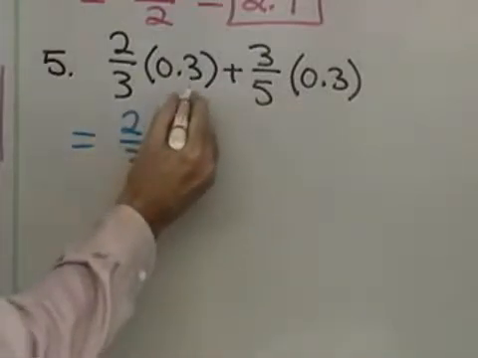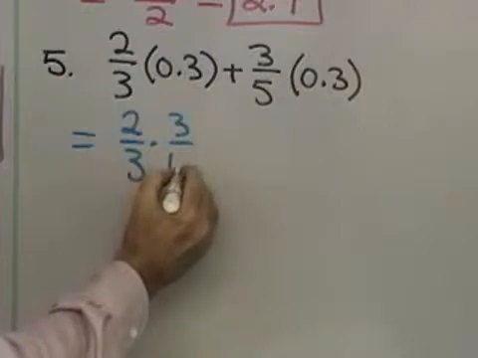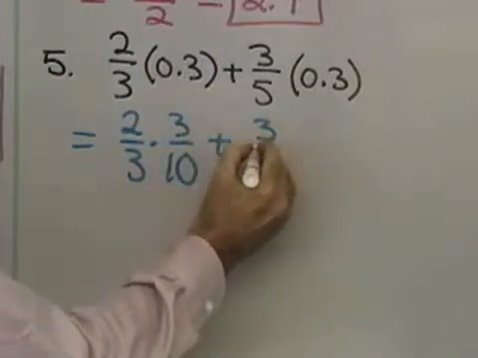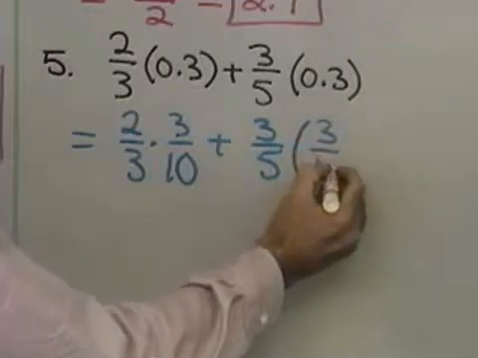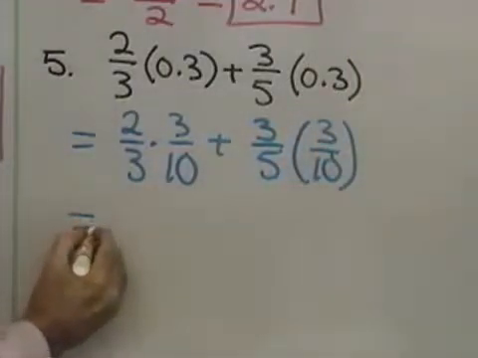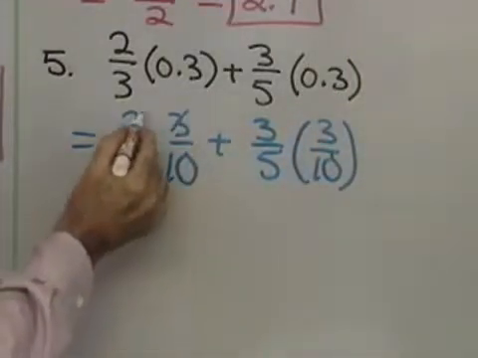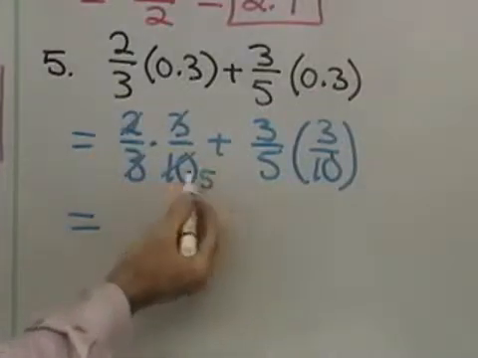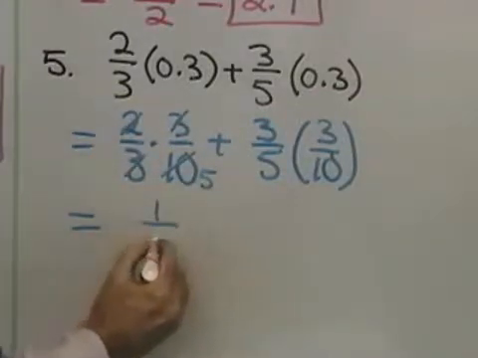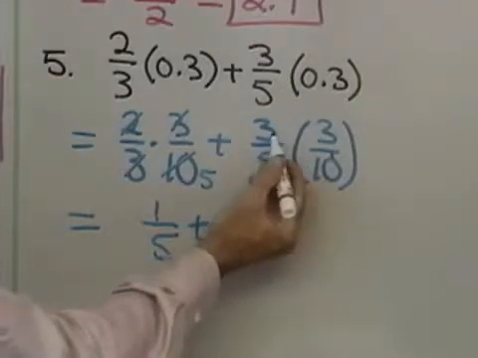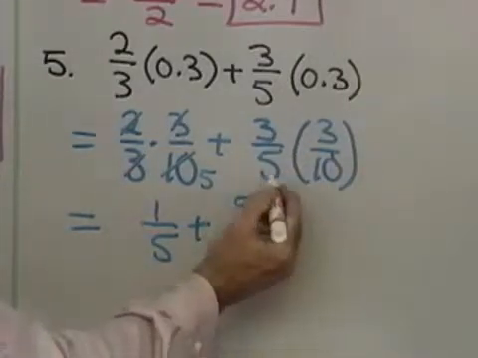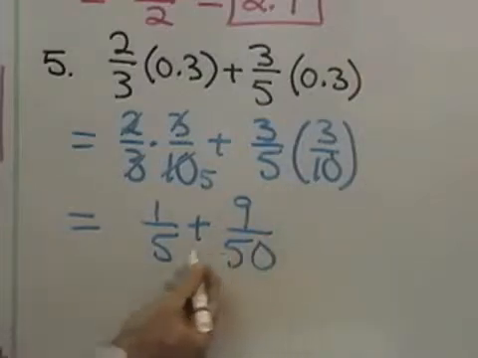2/3 times 0.3, which is 3/10, plus 3/5 times 0.3, which is 3/10. Now let's just see what we get here. So I'll divide these out, divide that 2 out. When I multiply over here, I end up with 1/5 plus, here I don't have anything to divide out. 3 times 3 is 9. 5 times 10 is 50. So I get 1/5 plus 9 over 50.